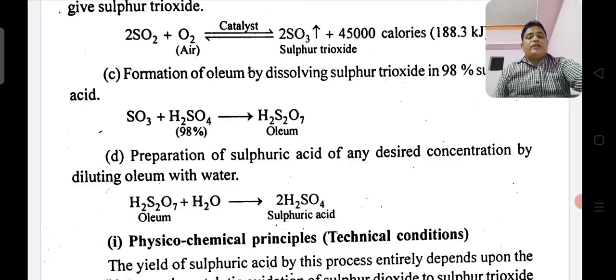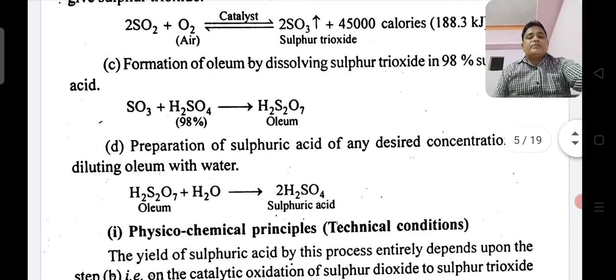Now we will find out the physico-chemical principles, that is the technical conditions. What are the technical conditions for the manufacture of sulfuric acid by the contact process?